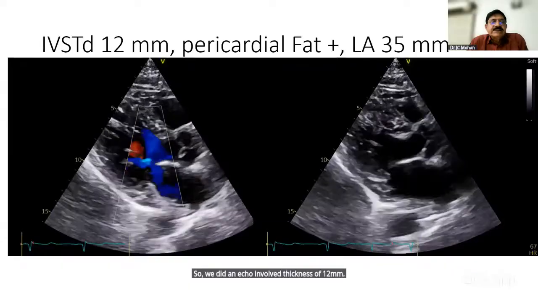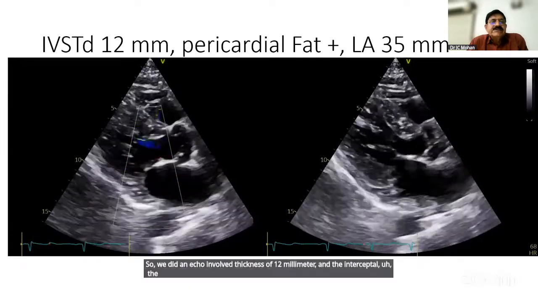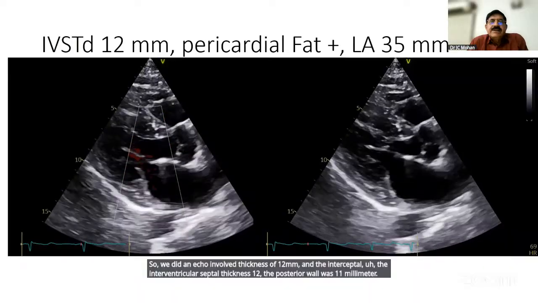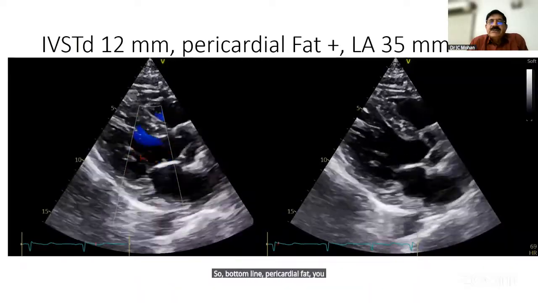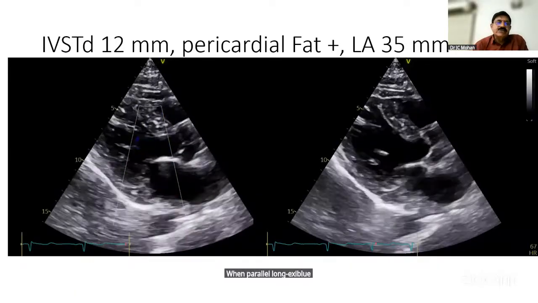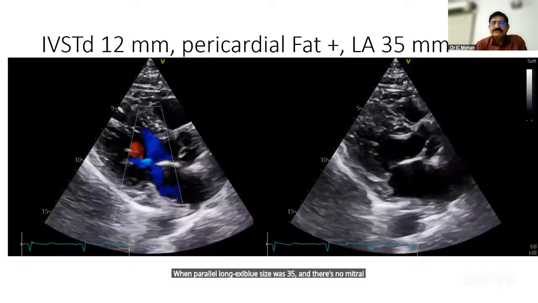The interventricular septal thickness is 12. The posterior wall was 11 millimeter. So borderline. Pericardial fat you can see at the top. Left atrium in the parasternal long axis view size was 35 and there is no mitral regurgitation.